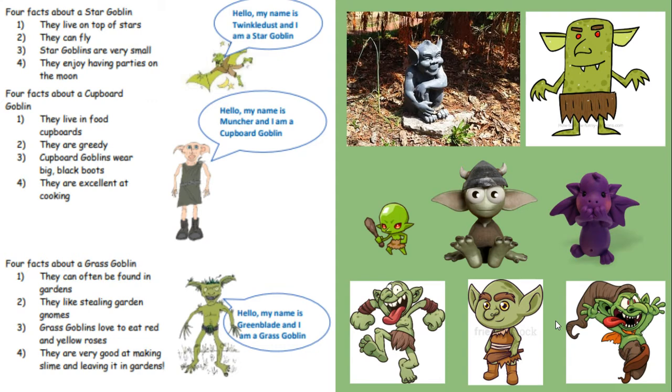Four facts about a grass goblin. They can often be found in gardens. They like stealing garden gnomes. Grass goblins love to eat red and yellow roses. They are very good at making slime and leaving it in gardens. Hello, my name is Greenblade, and I am a grass goblin.